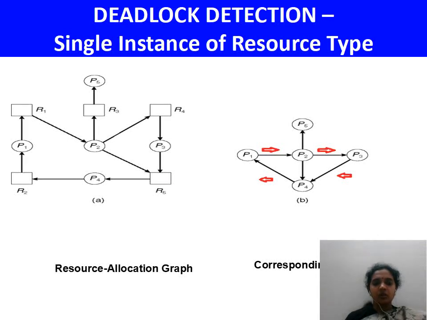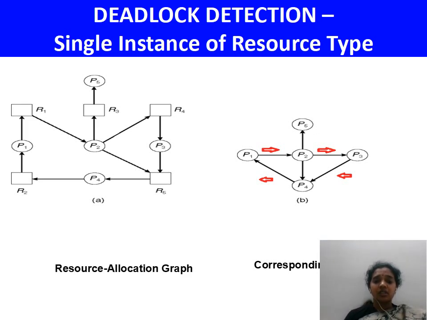In this resource allocation graph, it specifies that P4 is waiting for R2 and R2 is allocated to P1. So here P1 is waiting for R1, but R1 is allocated to P2. Likewise, every process is allocated some resources and waiting for some other resources. So we have to construct the wait-for graph from the resource allocation graph.